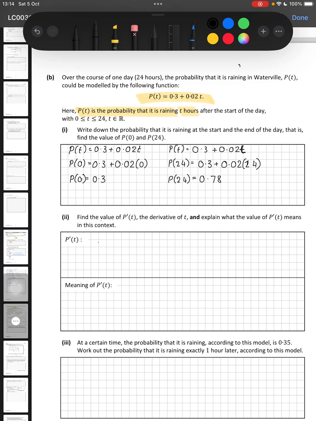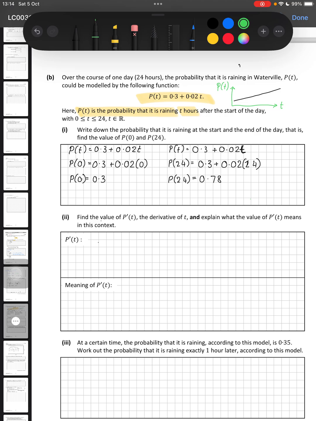Now it says, find the value of P dash of T, the derivative, and explain what the value of P dash of T means in this context. Up here, we have the probability that it's raining, and we see that it goes up very slightly as the day goes on. So if this is my graph, this is my time of day, and this is my probability that it's raining.